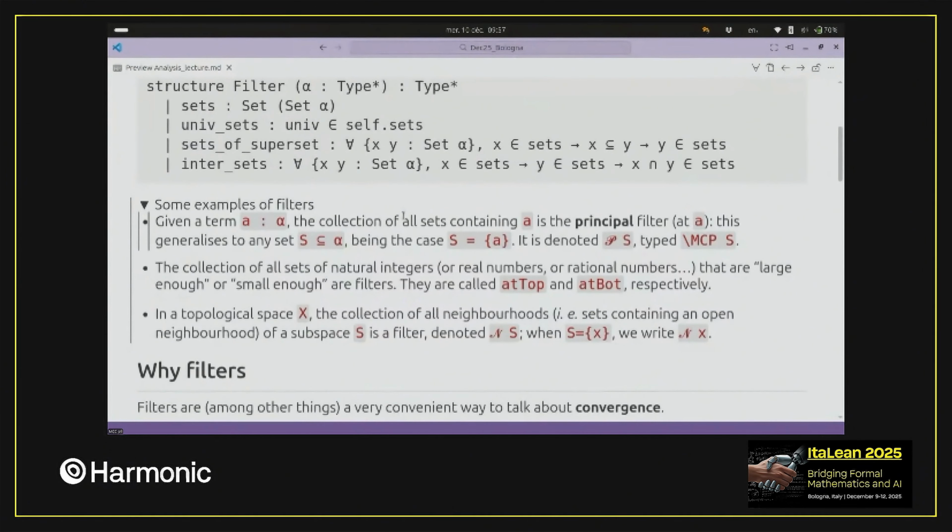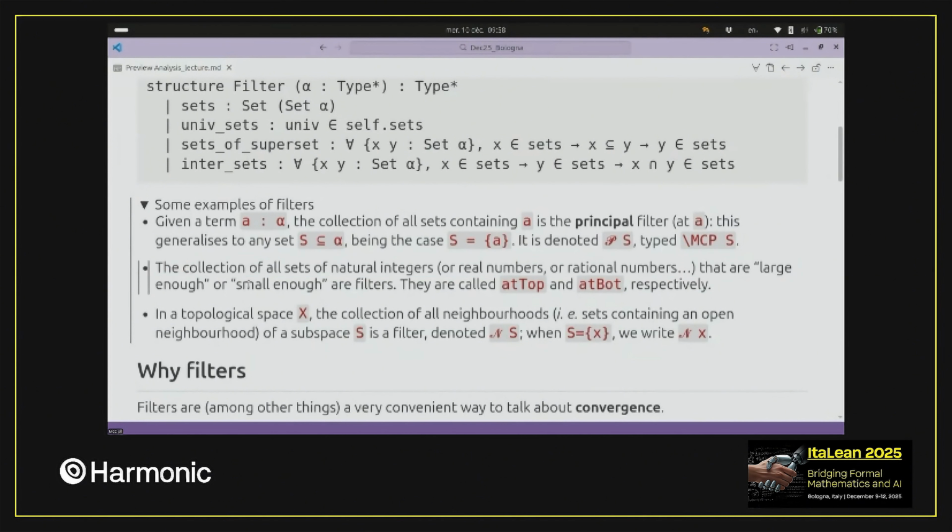So the collection of all sets containing 0, or containing pi, or containing 7 as a natural number, this is a filter. And more generally, if S is any set, the collection of all sets containing S is again a filter for exactly the same reason. So the example I gave before was just an example of a singleton, but it's the same thing.